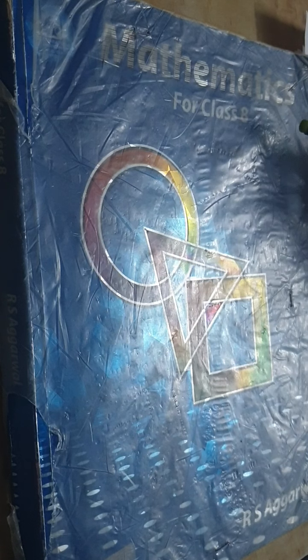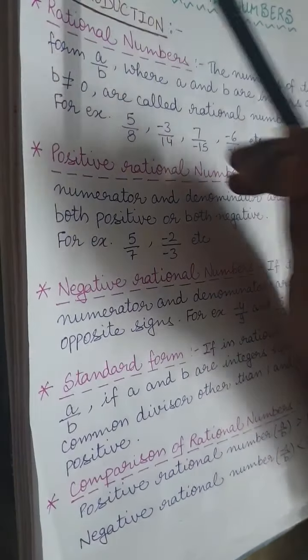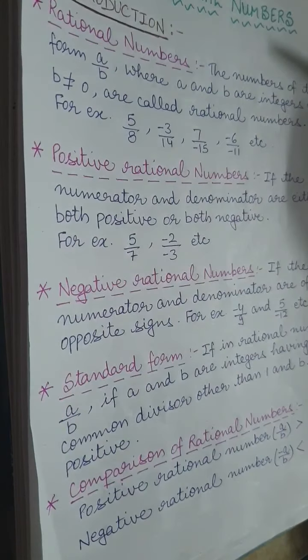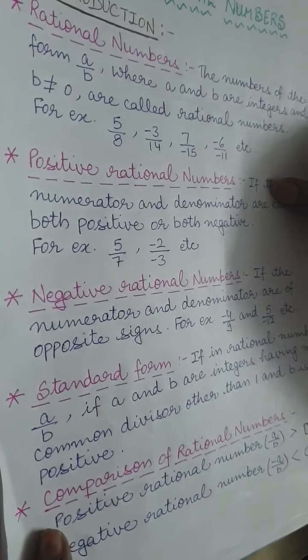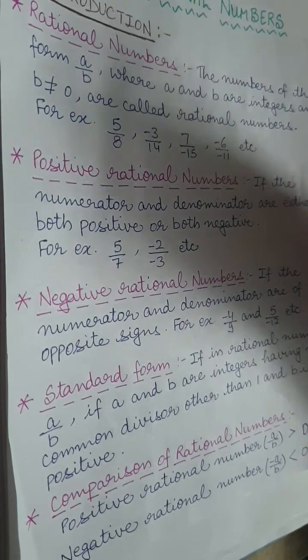Fine. So this is the maths book we have to study for class 8th. It is written by Mr. R.S. Agrawal and today we are going to start the chapter, chapter number 1, rational numbers. What are we going to study today? We are going to study rational numbers. So first of all, I am giving some introduction. What do you mean by rational numbers?